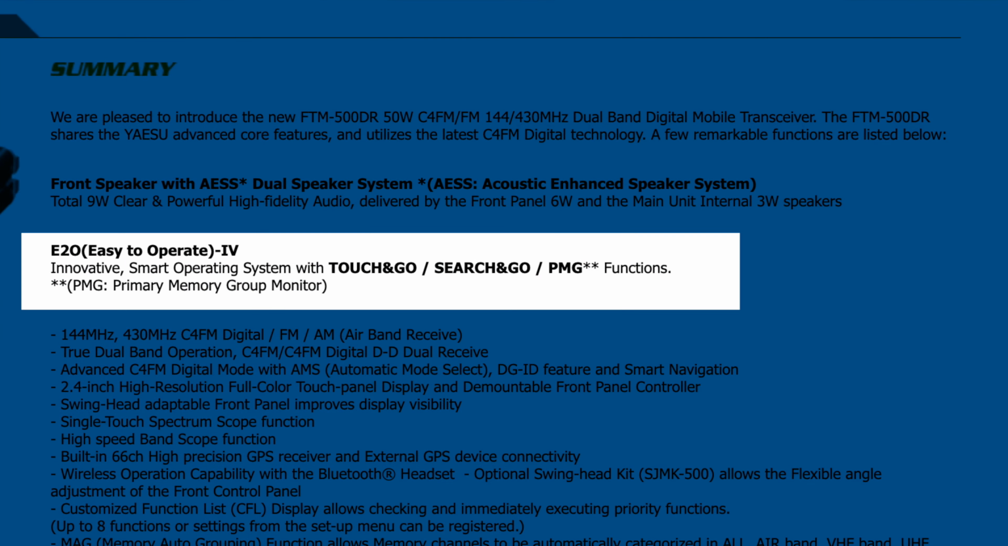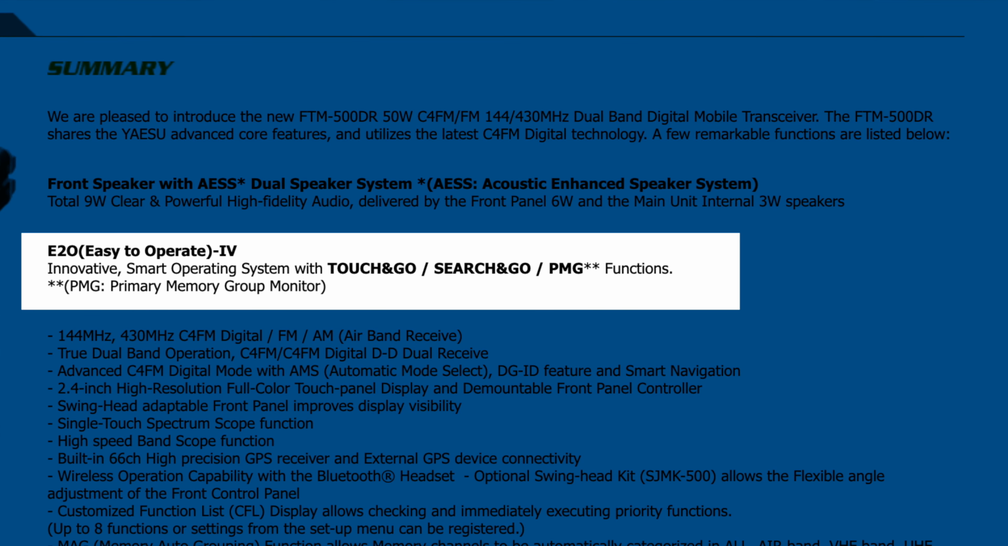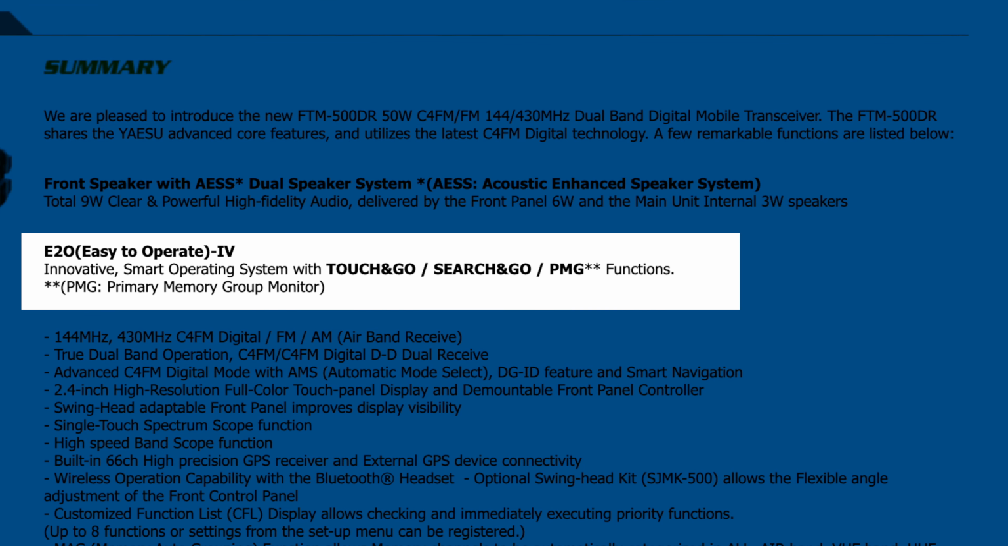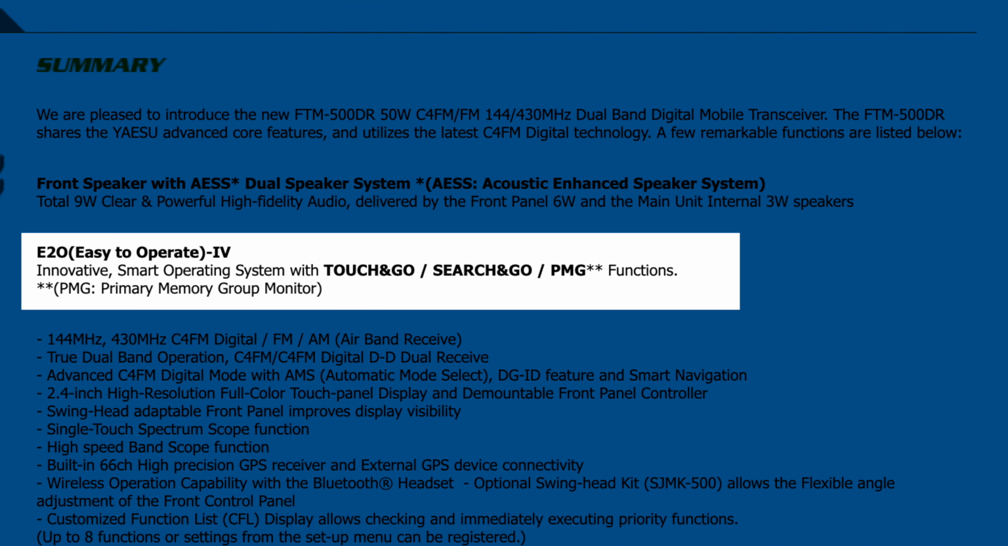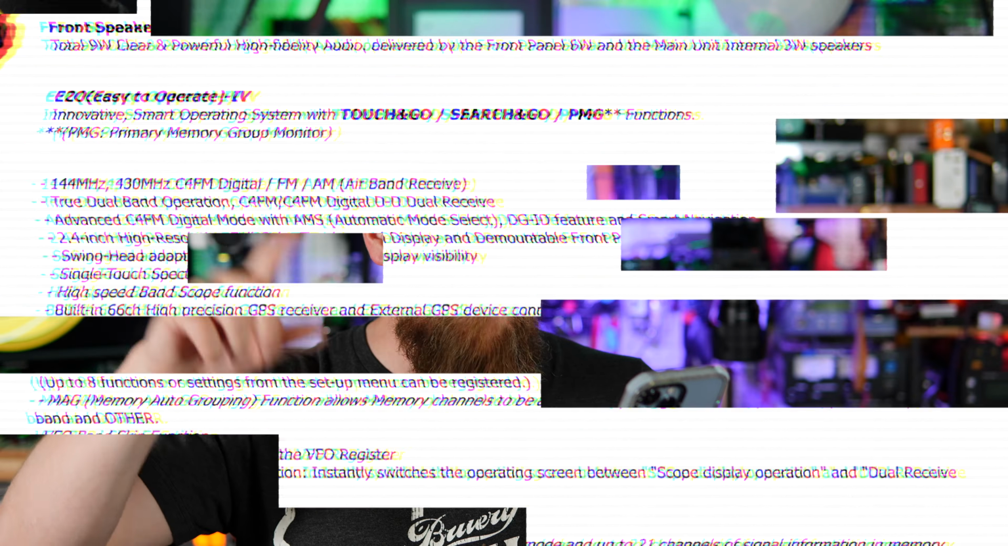So that's a good example of explaining the acronym. Actually, looking through this, Yaesu's done a pretty good job across the board. So E20, easy to operate, innovative smart operating systems with touch and go, search and go, PMG, two asterisks behind that, and then below, PMG stands for Primary Memory Group Monitor. Okay, actually, I don't have a lot of complaints here, but we're left with this nagging question.